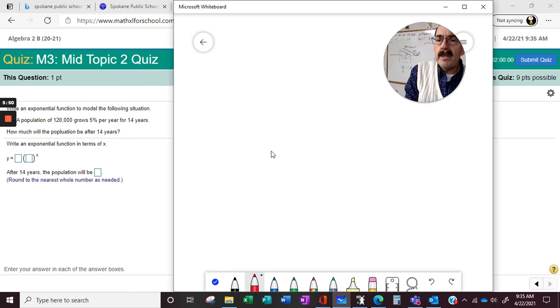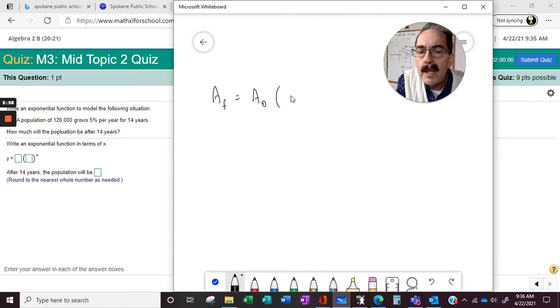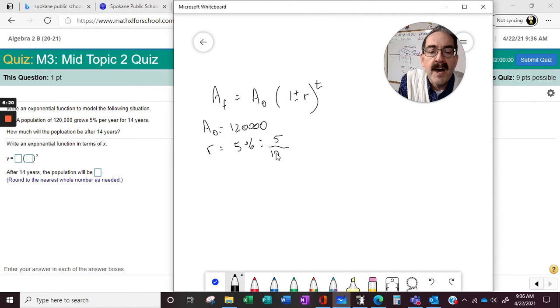Okay, population. So if you remember, the final value is equal to the start value, and we have growth or decay, our R value for a time. Okay, so we have a population of 120,000, and our R is 5%, but we don't know how to use percent because there's no percent key, so 5 divided by 100 gives us 0.05. And for a time period of 14 years.